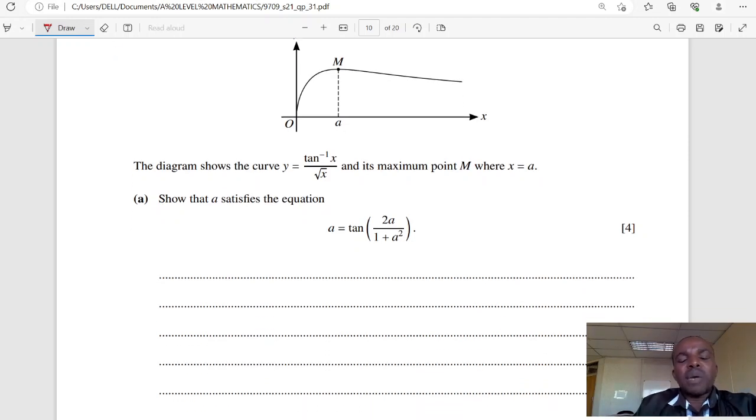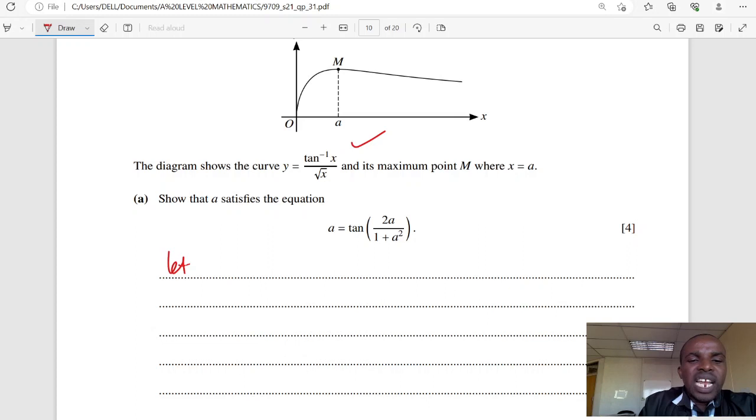In this case, you are supposed to find, they said M is the maximum point, which means dy/dx at M must be equal to 0. What's dy/dx at a maximum point? Minimum point, turning point, stationary point must always be 0. So you have to differentiate this in this case. So dy/dx, and this one you can use the quotient rule.